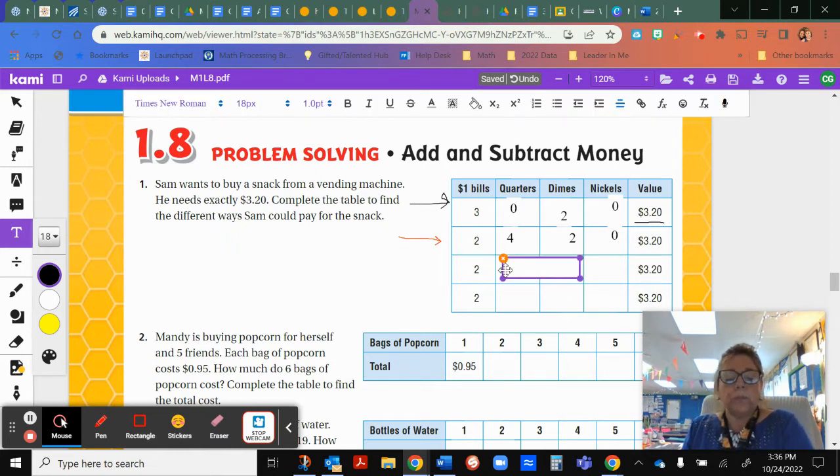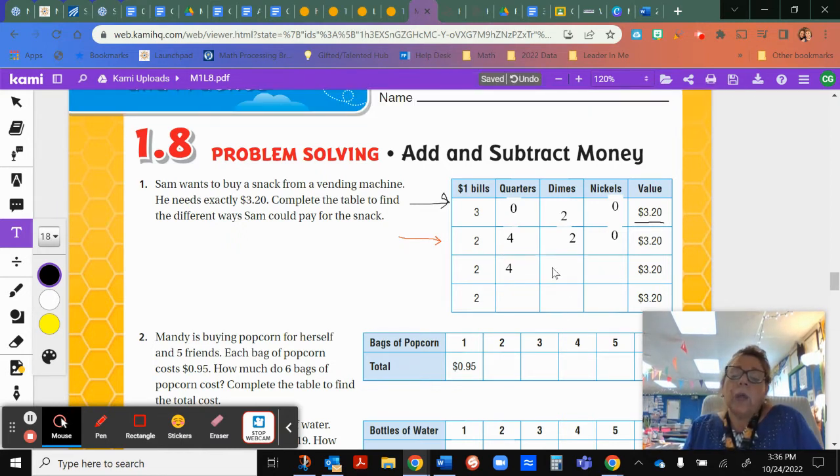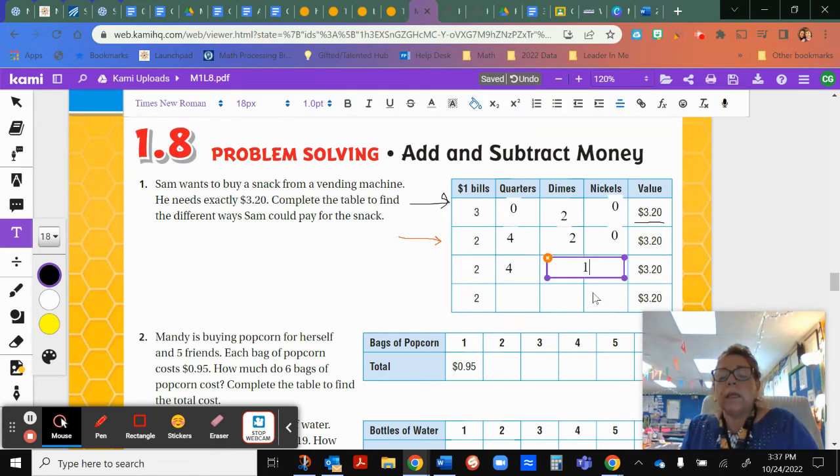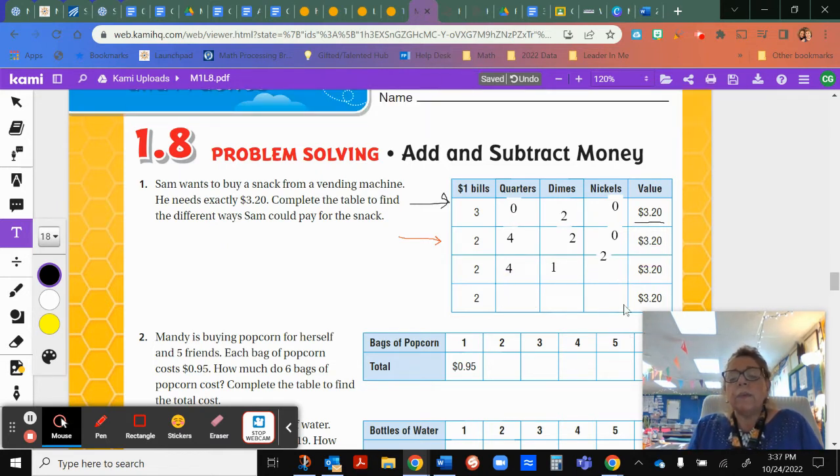Yep, I can still do the 4 quarters as one option. I can do 1 dime, and I can do 2 nickels. Does that still give me, let me just move this right here. So I have 2, that's 3, 10, 15, $3.20. I could also, let's look at this. Because this is 2, that's $3.20.